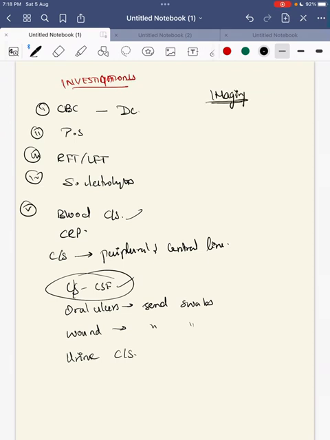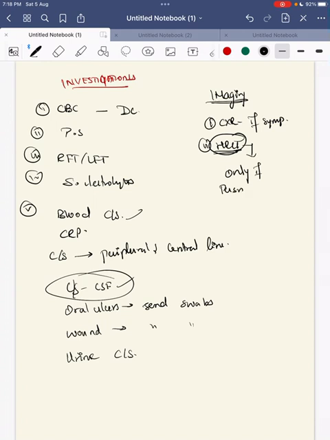Next, when will you be doing the imaging studies, and what are the imaging studies you will be doing? Among the imaging studies, you will be doing chest X-ray if the child is symptomatic. Second, HRCT is advised only if the child has a persistent fever with pulmonary symptoms on examination after the initiation of empiric antibiotic therapy. So you will be looking for HRCT only after starting your empirical antibiotic therapy.